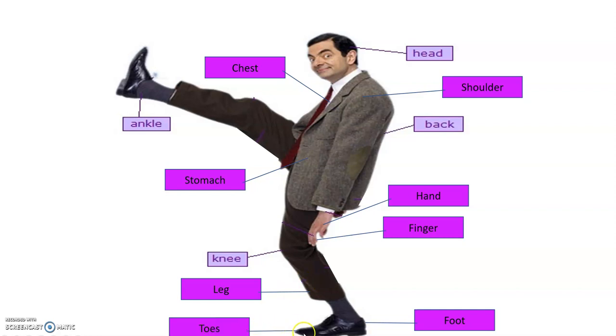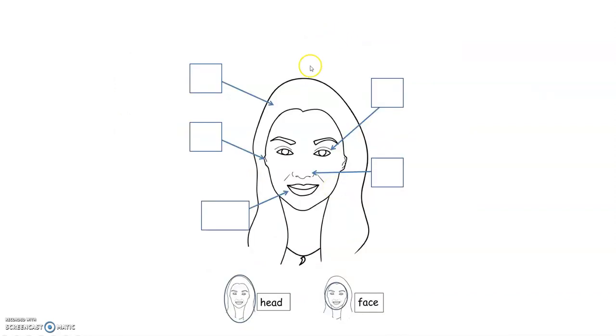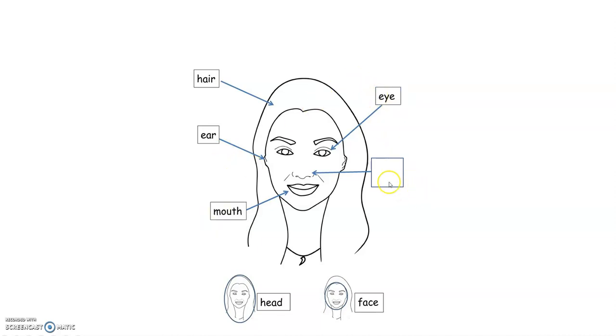Toes. One more, arm. This is your arm here. Arm. Okay. Hair. Ear. Mouth. Eye. Nose. This is your head. This is your face.